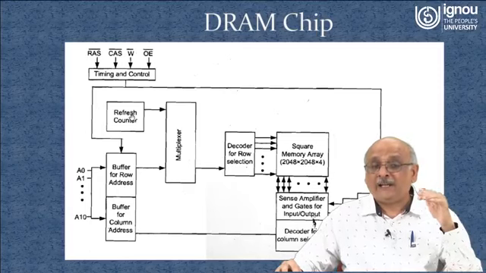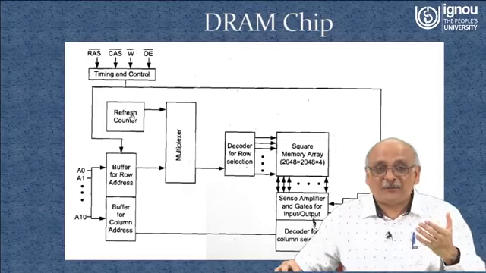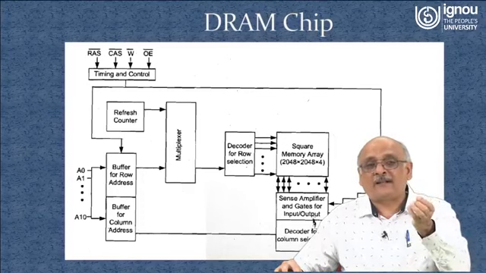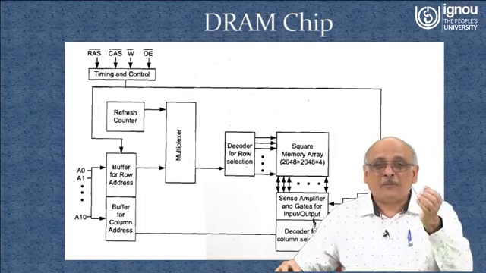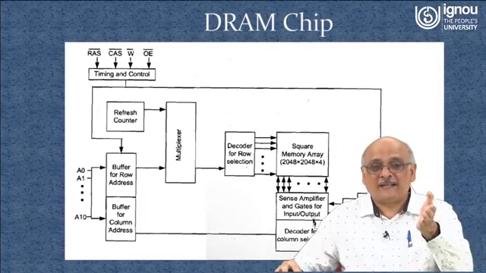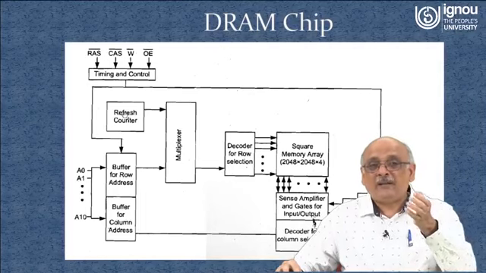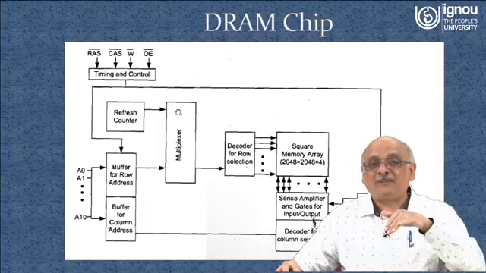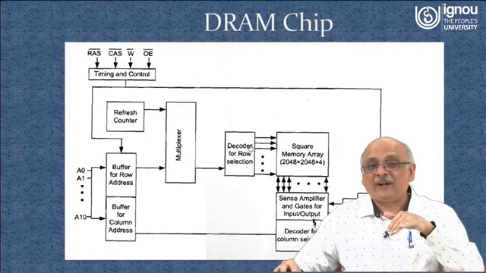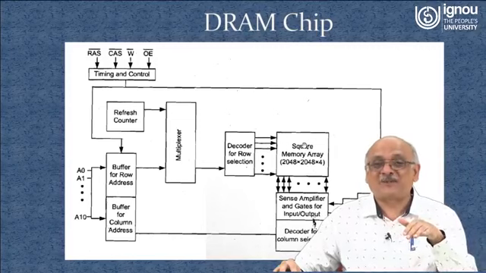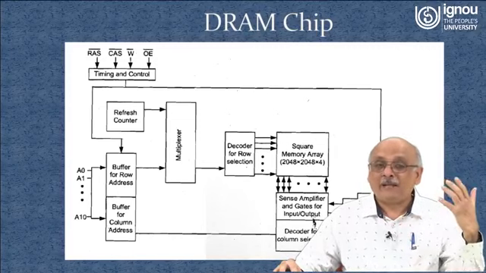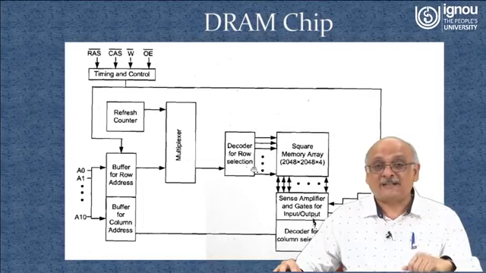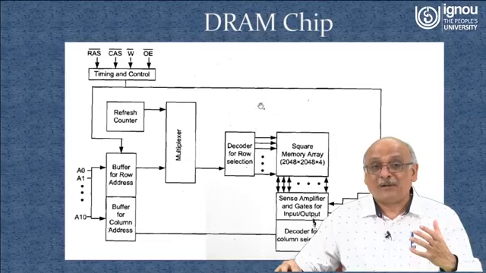So effectively, the refresh counter has to act after a certain amount of time, let's say a few microseconds or less than that, maybe nanoseconds. We need to refresh this particular memory, and that is why this memory requires added operations, and that is why this memory is surely slower than the flip-flop based memories in that particular sense. So this is the DRAM chip.